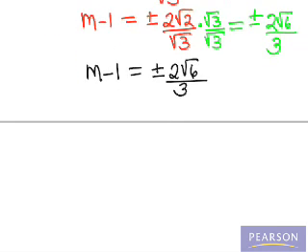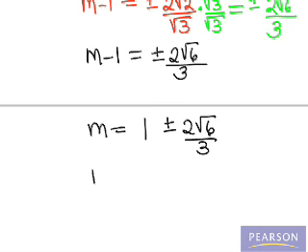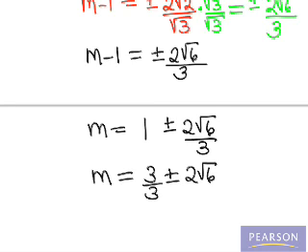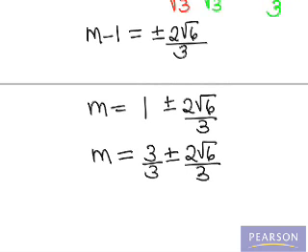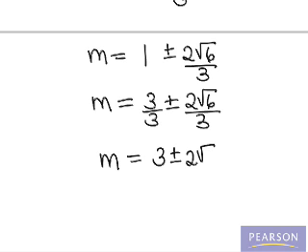We now proceed to add 1 to both sides, and we get m equals 1 plus or minus 2 radical 6 over 3. But we can rewrite 1 as 3/3 plus or minus 2 radical 6 over 3. Since the two radical expressions have the same denominator, we can add their numerators. And we get m is 3 plus or minus 2 radical 6 all over 3.